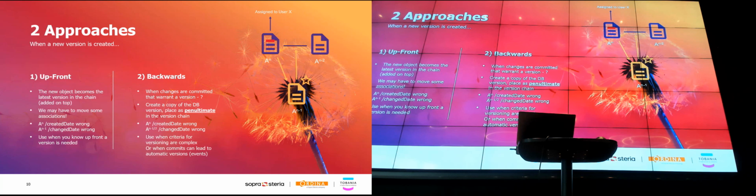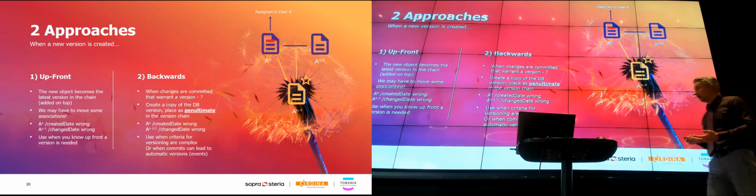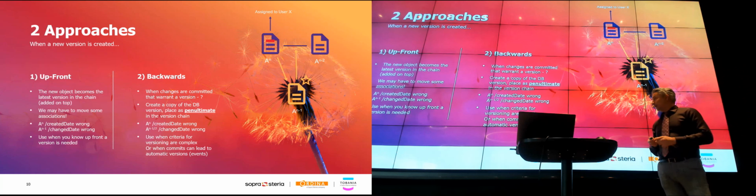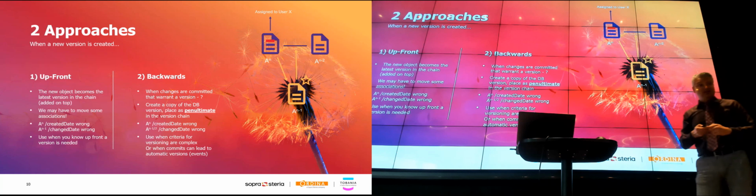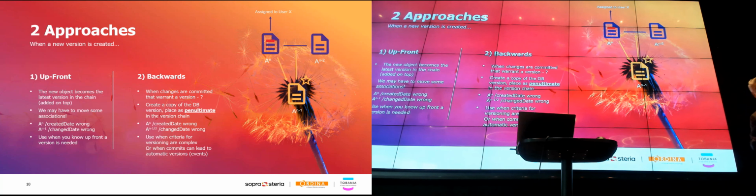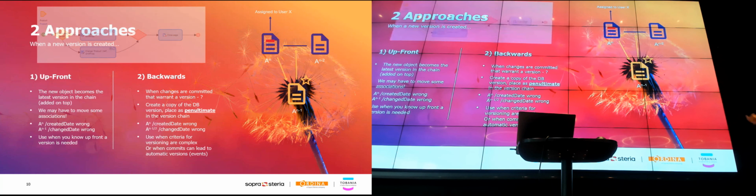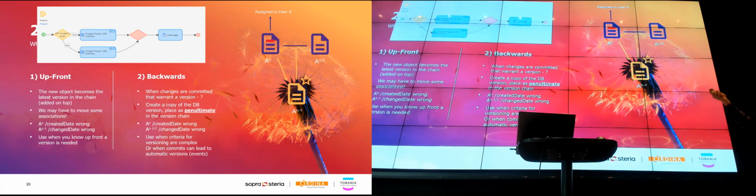And again, you use this when the criteria for versioning are either complex or when commits can lead to automatic versions. So in some cases, if you want to reduce complexity in a certain microflow, for instance, this one, here we have a microflow with a change with events, right? There's a before commit event, which triggers the backwards versioning. It does a couple of checks. And then at this point in time, we do not know whether there is a new version.